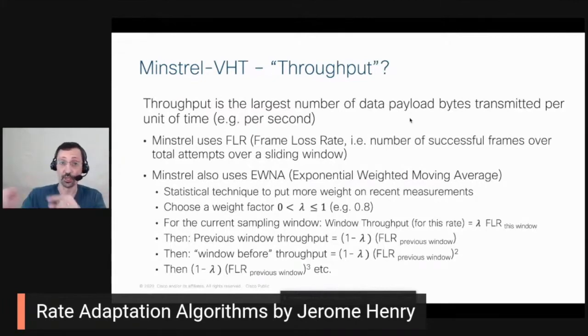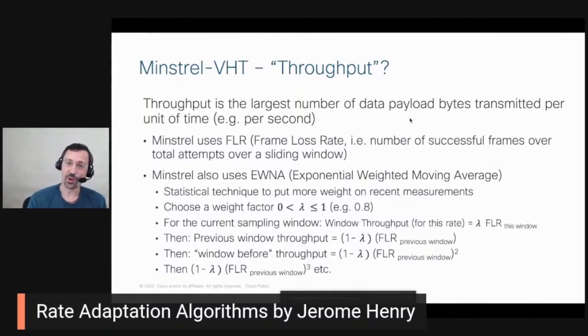So maybe you try a few times the same rate, or maybe you did that in previous sampling windows. And what UNA wants to do is to remember what happened. So what it does, it's going to choose what we call a weight factor, lambda. And that's how much you want to remember the past, so to speak. And then what you're going to do is to say, I'm going to apply this lambda, that memory factor, to the FLR, my frame loss rate.